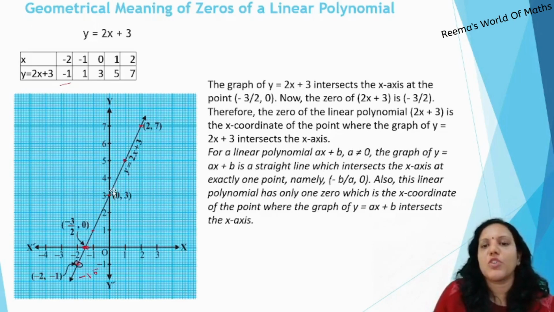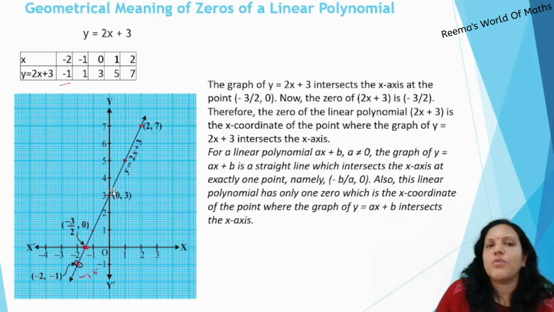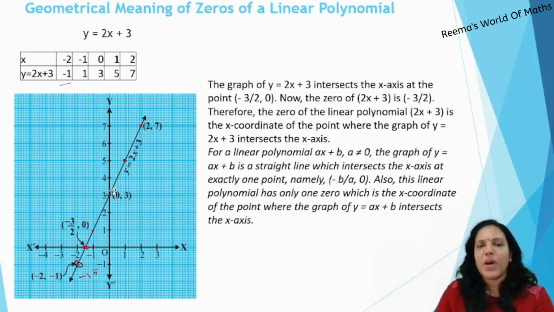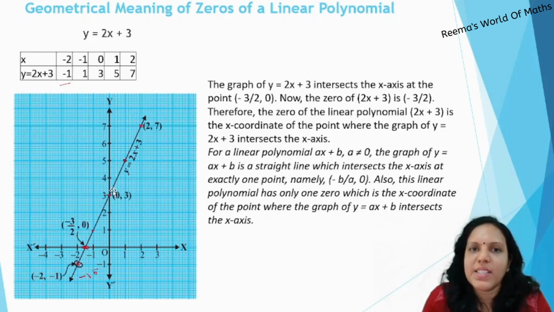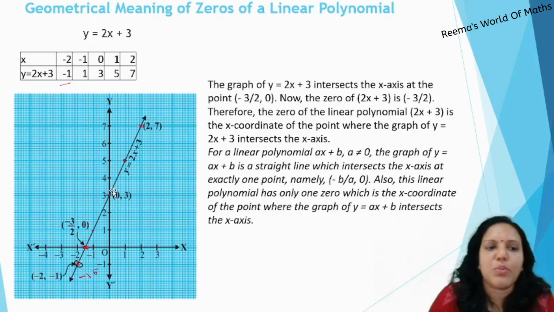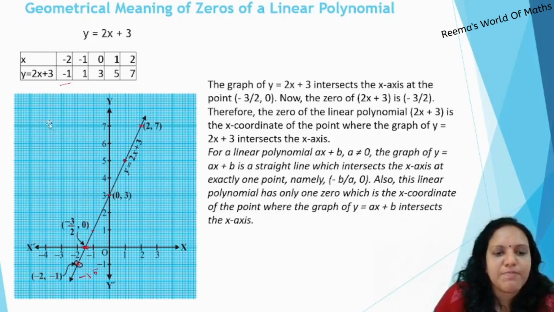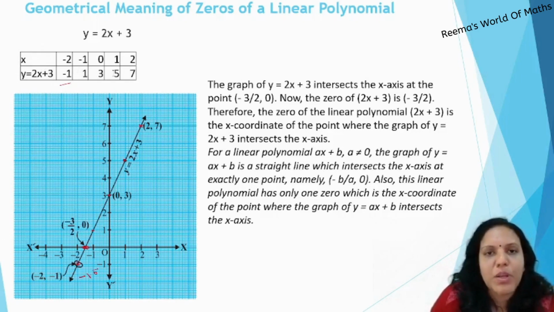Geometrical meaning of zeros of a linear polynomial. So consider a linear polynomial y is equal to 2x plus 3. Why is this called a linear polynomial? Because the highest power of x is 1. So 2x plus 3 is a linear polynomial. I have made a table here to draw the polynomial on a graph.